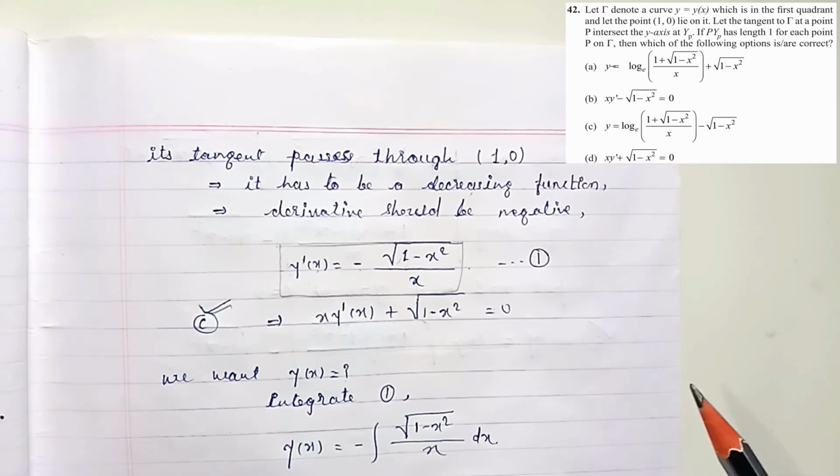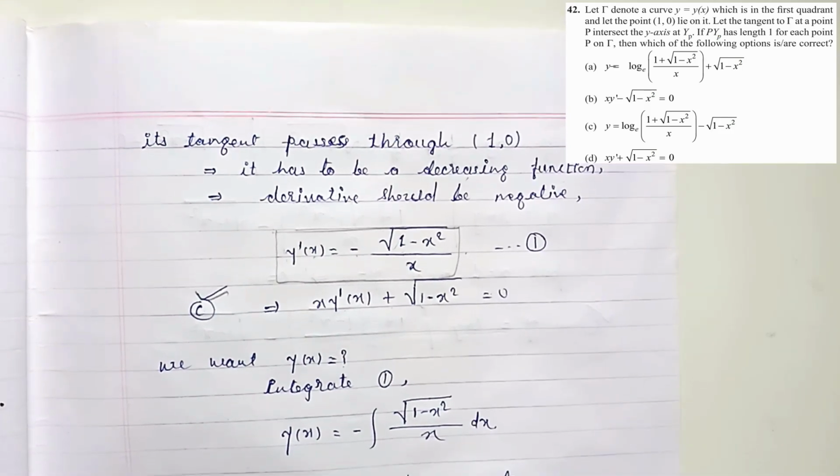Okay, now the main task here is to integrate dy/dx. As we can see, the square root of 1 minus x squared term is there. Under the square root, we find an x squared term like this, so we use a substitution under the integral to find the integral. Now let's get started with finding the integration here.